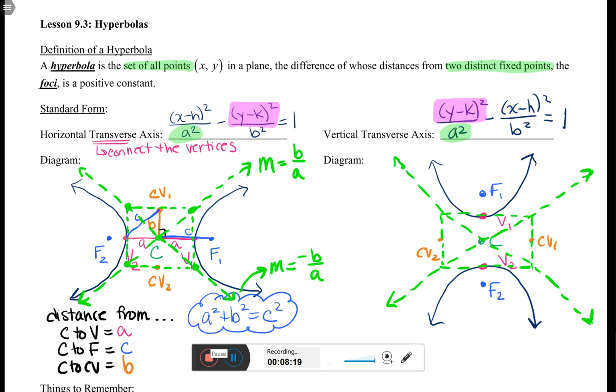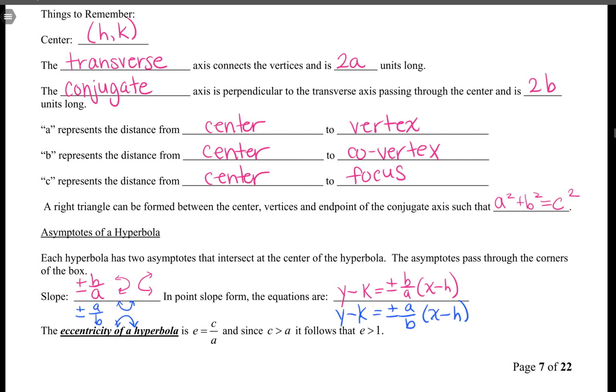Now take a minute to complete the bottom half of the first page of notes under things to remember. Pause the video now and complete that section. Let's check and see how you did.